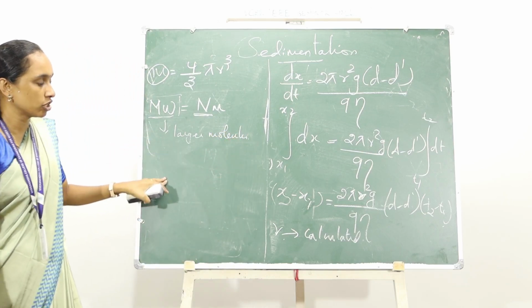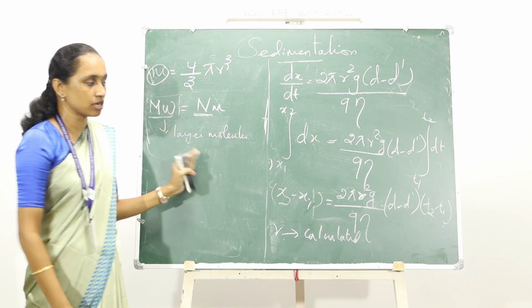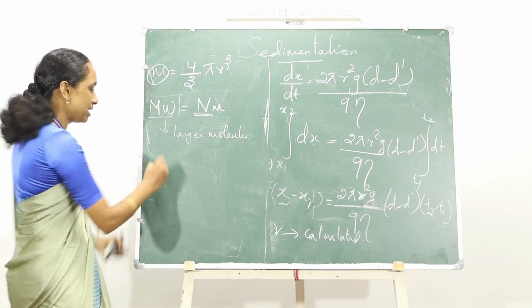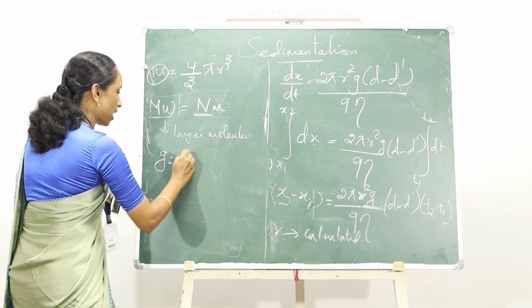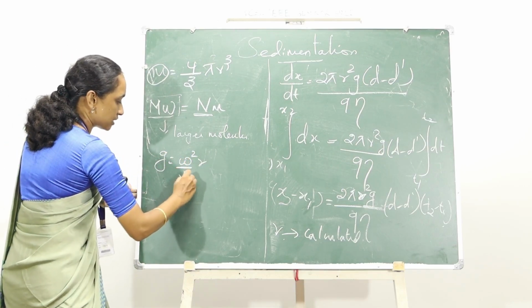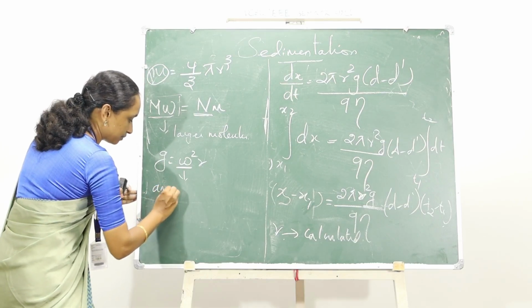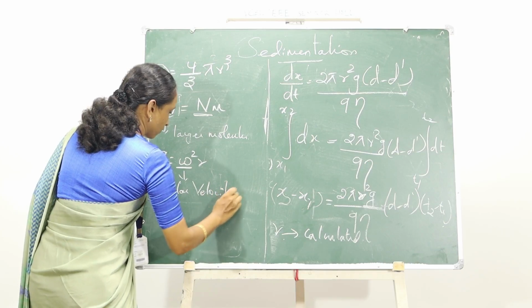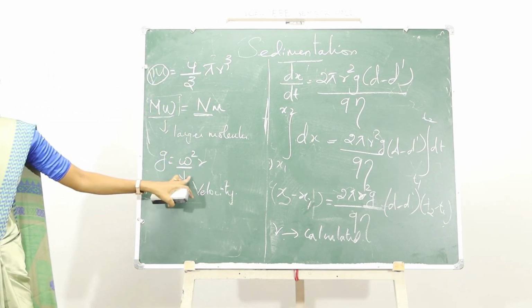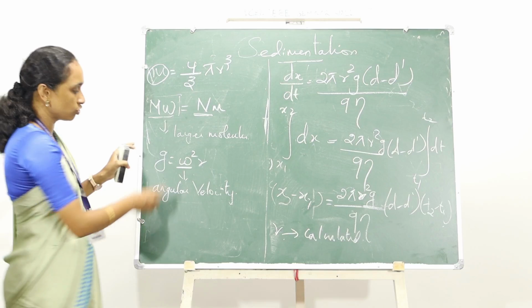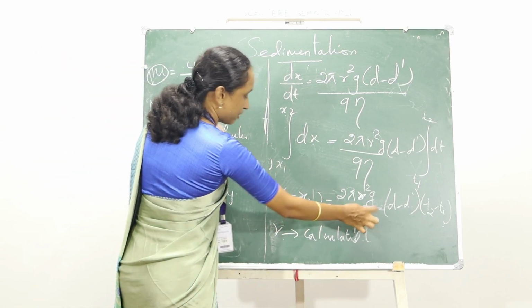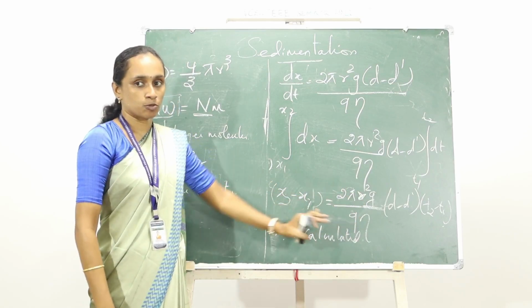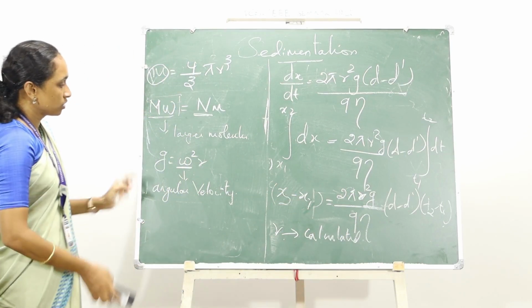And for smaller molecules, in case of ultracentrifugation, the only difference is that instead of acceleration due to gravity, it is replaced with omega square r. Omega is nothing but angular velocity. So instead of g, if you substitute omega square r, this equation will be applicable for smaller particles.